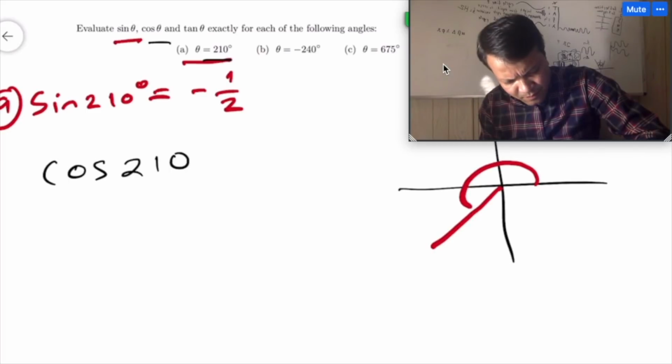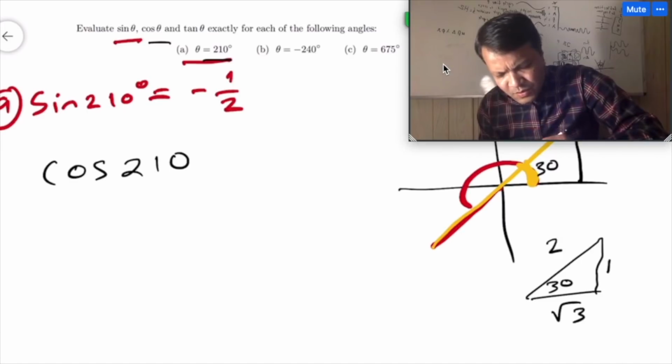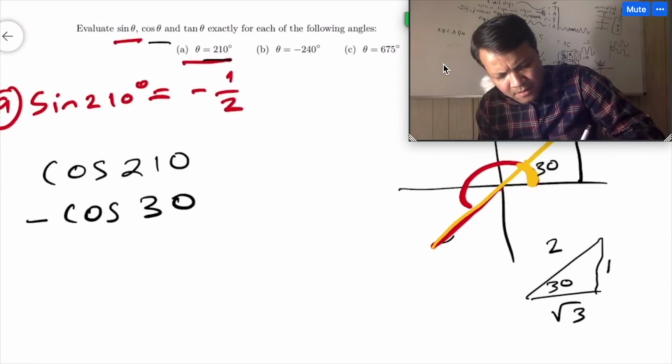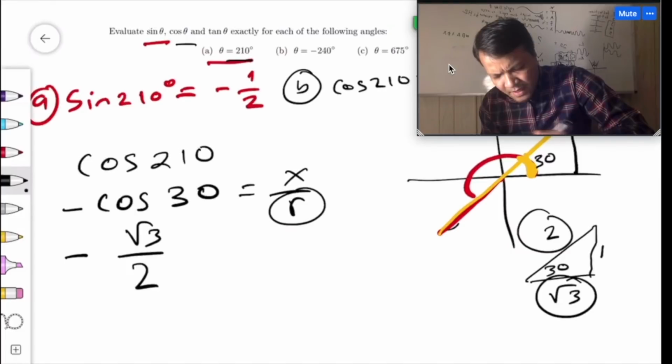So this is cosine 210, so this must be cosine 30. If that is so, then this is 30, then this is 30, then this is 1, this is root 3, and this is 2. So cosine 210 is negative cosine 30, because cosine is also negative over here. Cosine is x over r. So negative x is root 3 and r is 2. So that means cosine 210 is negative square root of 3 over 2.